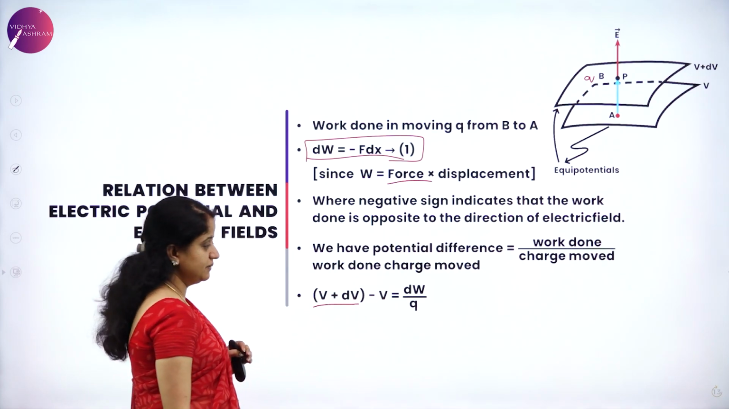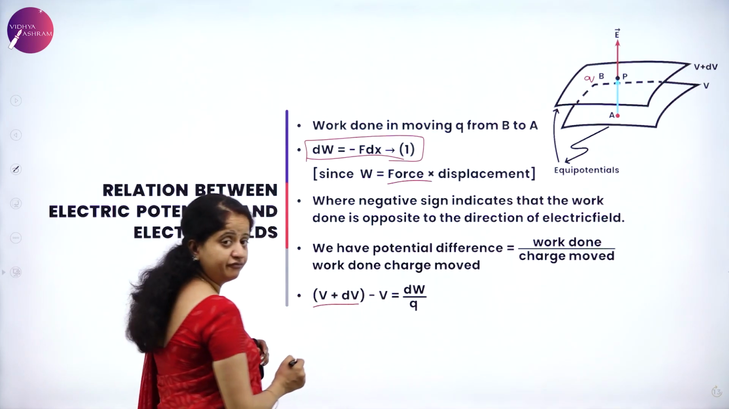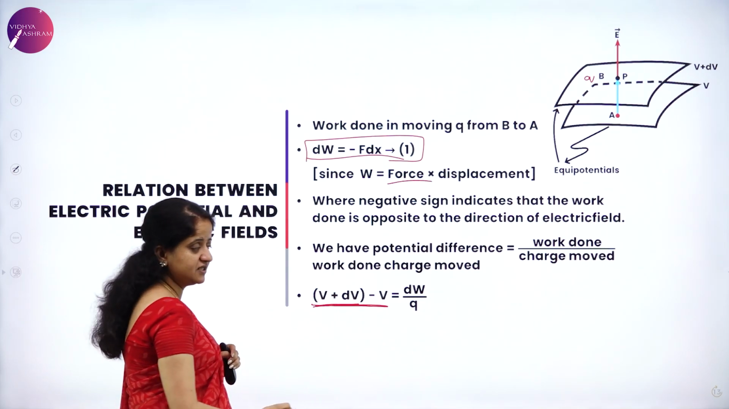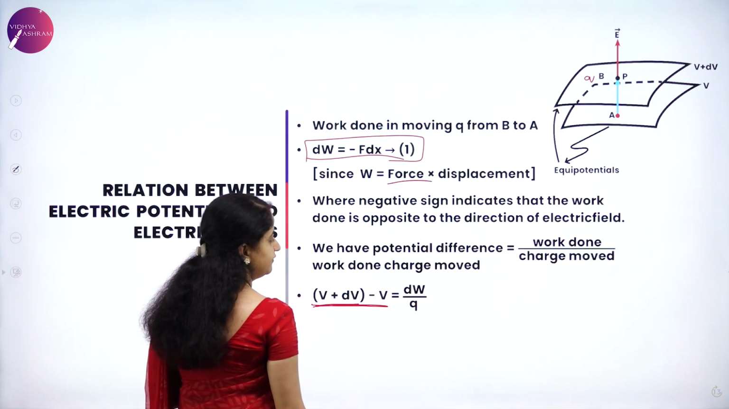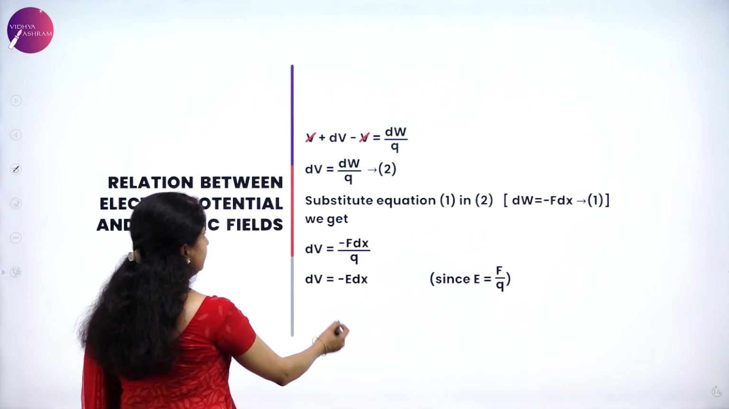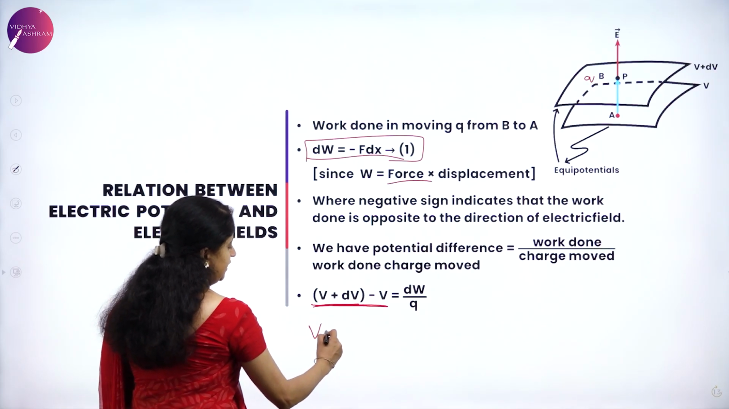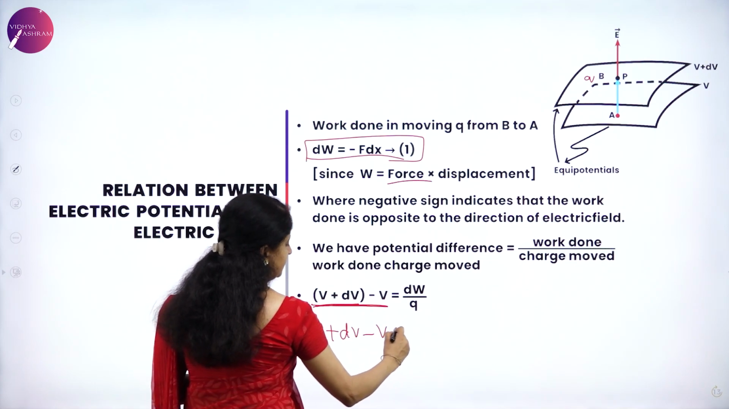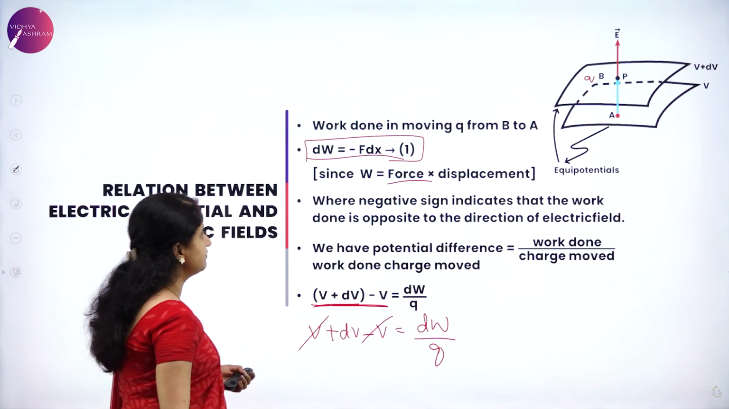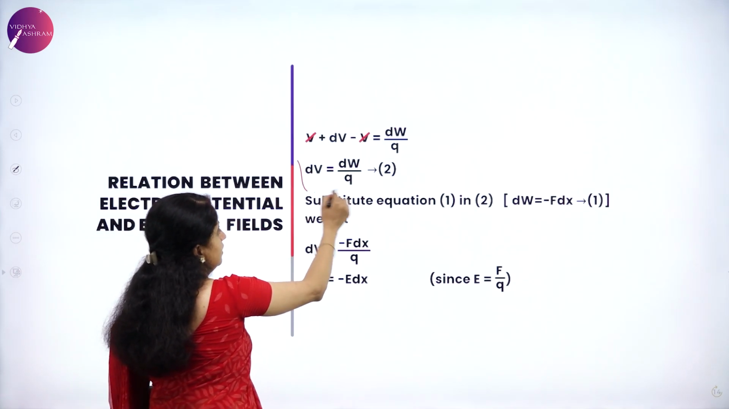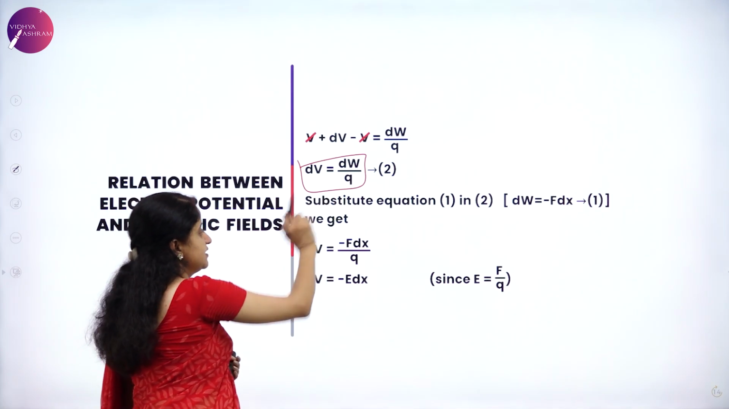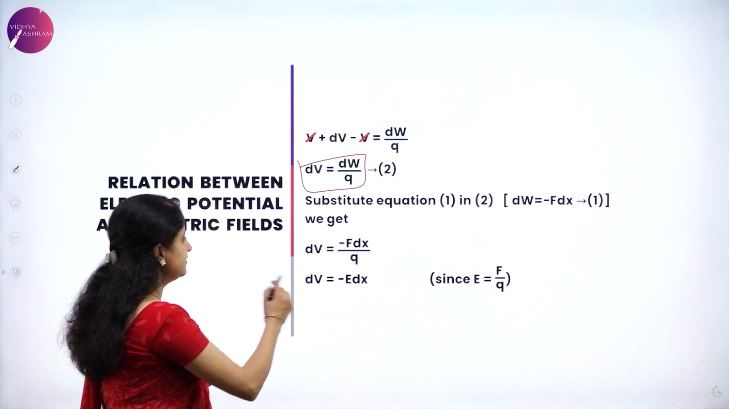From this we can write the potential difference. Potential of B is V plus dV and potential of A is V. So V plus dV minus V, which is the potential difference, is equal to work done divided by charge moved, that is dW divided by Q. Cancelling plus V and minus V, we get dV is equal to dW divided by Q, and that's my equation 2.